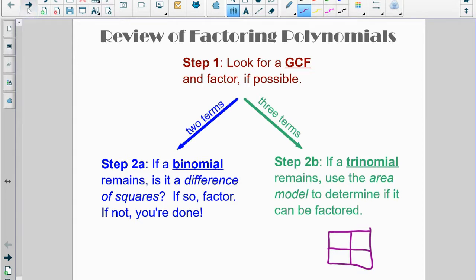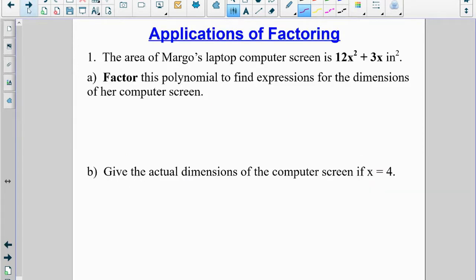So let's get into our application problems. We're going to take a look at 3 problems together. And then for today's recommended homework, you'll have more of a review assignment to get you ready for the test, but there are also some application problems at the end of that. And then your quiz today will be application problems, just a couple of them.